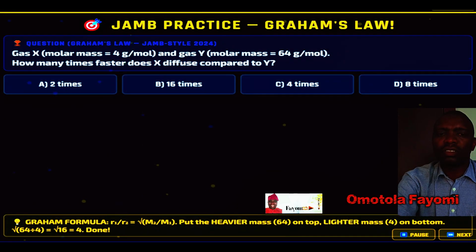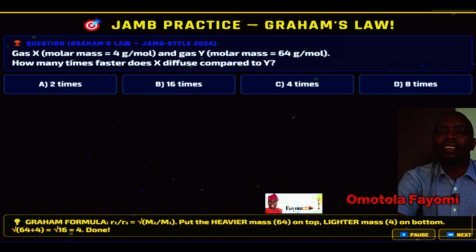Now, second practice question, and this is Graham's law. Gas X has molar mass 4. Gas Y has molar mass 64. How many times faster does X diffuse compared to Y? Place your answer in the comment section right now. The answer is C, 4 times faster.